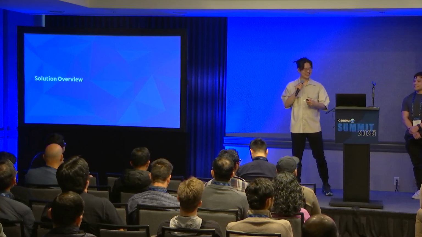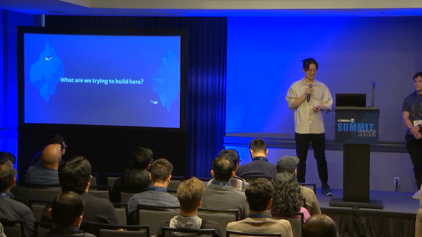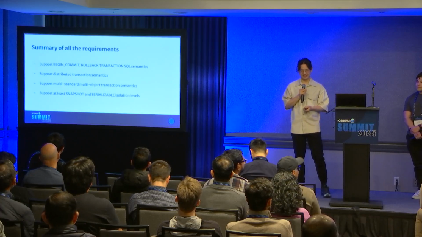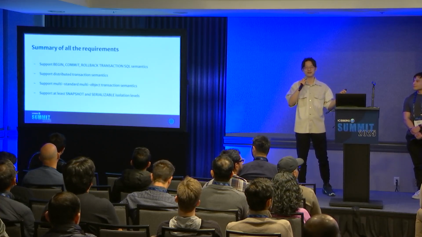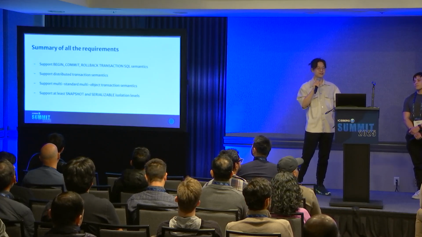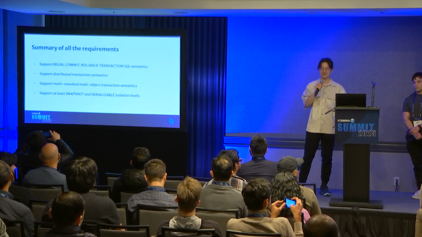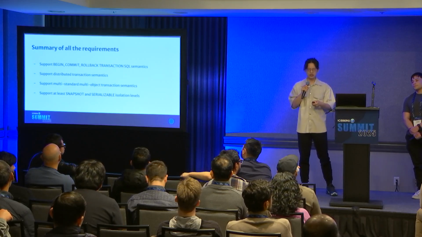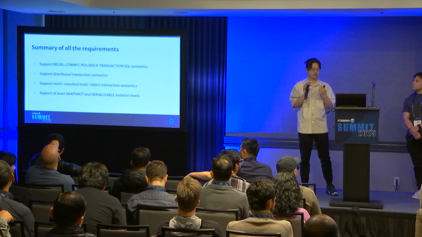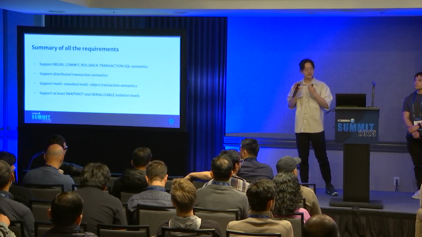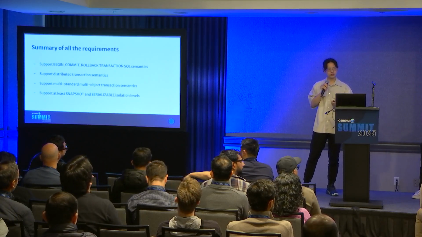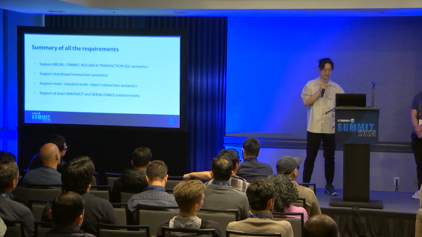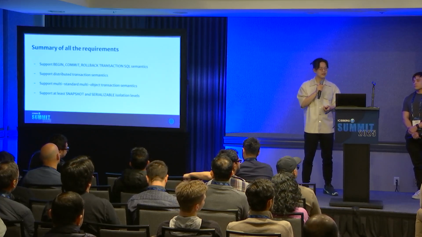And that goes into what our solution is as an overview. So what we are really trying to build here, actually. Here's a list of requirements that I gathered after I thought through all the motivations. First of all, we want to support all the begin, commit, rollback transaction SQL semantics. And ideally, we want to do the fancy distributed transaction thing. And we know it really goes beyond Iceberg at this point, that we want to do multi-statement, multi-object transaction semantics. And we want to support at least snapshot and serializable to have very safe behavior, and maybe other isolation levels if we can.